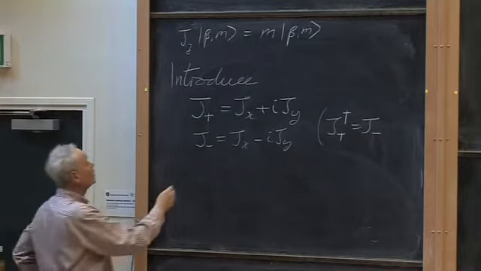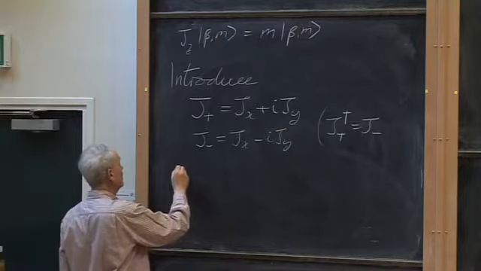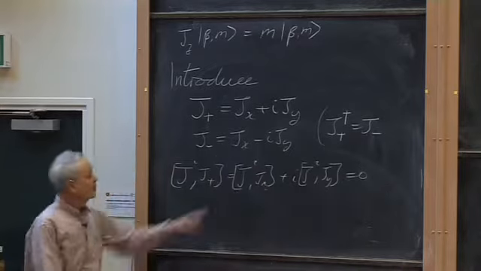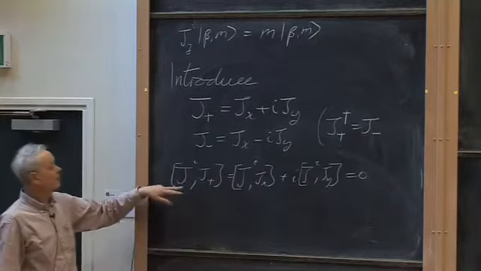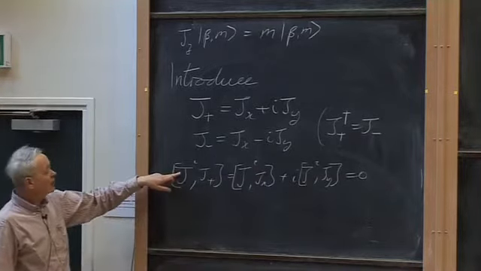Now we ask ourselves, what are the commutation relations? We have that J squared comma J plus is nothing but J squared comma Jx plus I J squared comma Jy, which is nothing, because this vanishes and this vanishes, right? So J squared commutes with J plus, and of course it commutes with J minus as well. So this is plus or minus, it vanishes. What does that tell us?